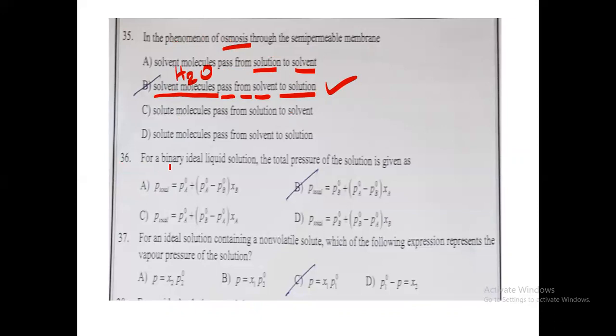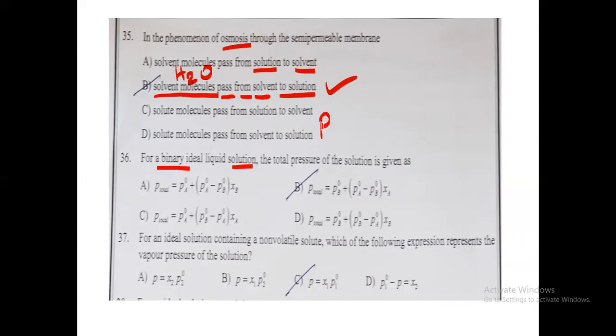Next one. For a binary ideal liquid solution. Binary means the solution which contains two components. Ideal liquid solution we have taken. The total pressure of the solution is given as... Liquid solution means one liquid is mixed with the other liquid to get an ideal solution here. So that is given by P total equals PB naught plus PA naught minus PB naught into XA.